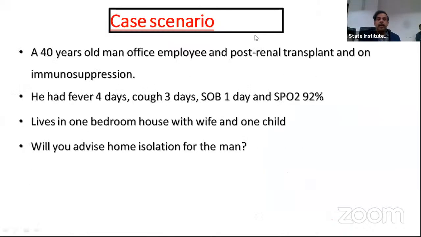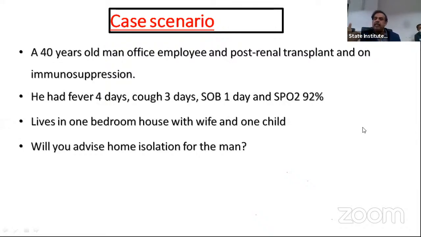And moreover, one bedroom. So ideally, post-renal transplant patients are at high risk of progression into severe disease. Secondly, the patient is hypoxemic. His oxygen saturation is 92%, which is below the 94 cutoff. So he has moderate COVID. This is the time you should hospitalize the patient at the earliest. So you should not advise home isolation to this patient.